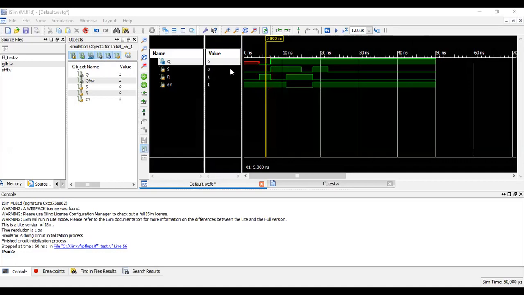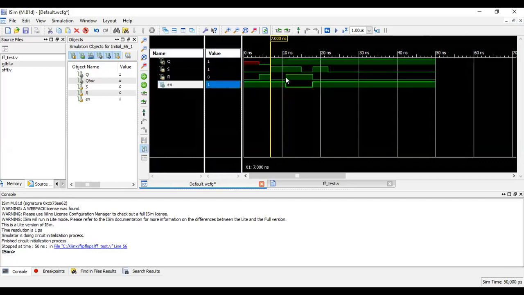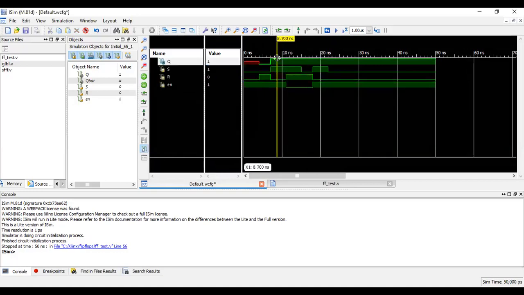Next, what is the next cycle? Next is from here. From 7 to, I think probably 11, what is our S value? S is 1, R is 0. Enable is 1, so it is working. It is triggered. S is 1, R is 0, so our output will be equal to 1. We can see that Q is equal to 1.